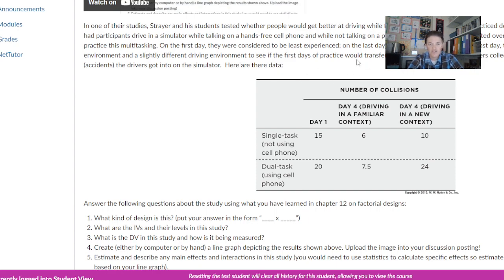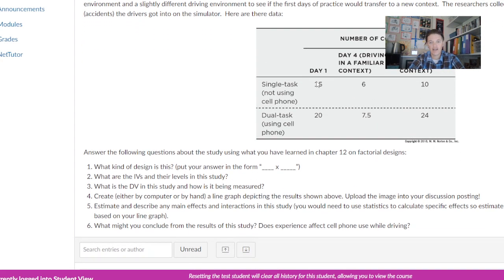On the first day, they were considered to be the least experienced. On the last day, the most experienced. On the last day, they were tested in both a familiar environment and a slightly different driving environment to see if those first few days of practice would transfer over to a new context. The researchers collected data on how many collisions or accidents they got into in the simulator, and here is that data. So you can see here number of collisions on day 1, day 4 in a familiar context, and day 4 in a new context. And then we had single task, which is not using a phone, and dual task, which is using a phone. So you can see how there's a little bit more data here, right? We're looking at a couple of different things happening, and here is your data.